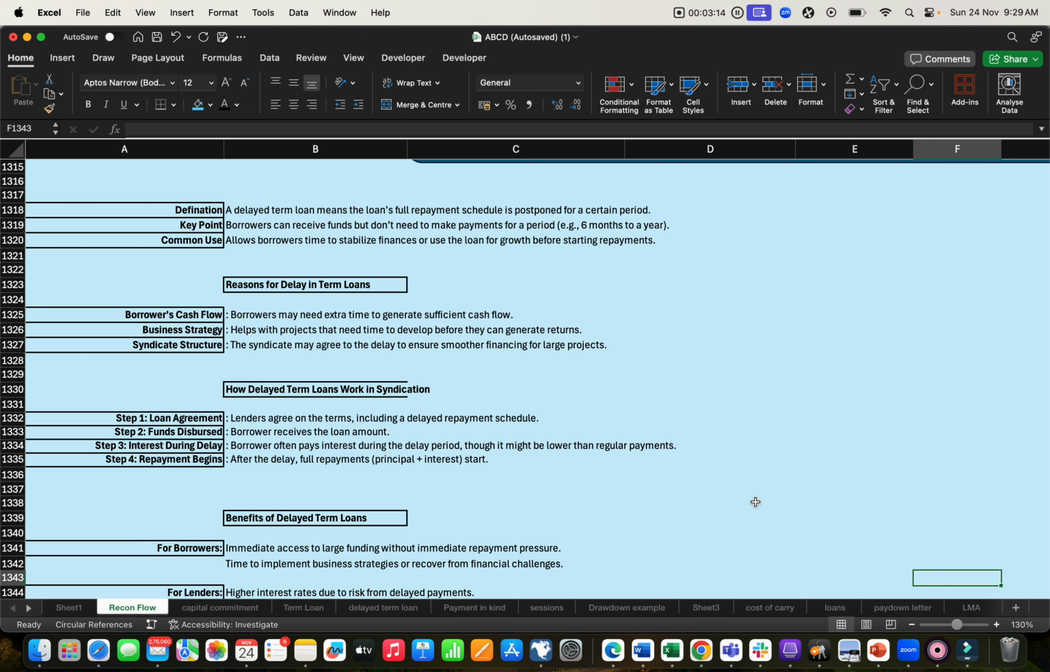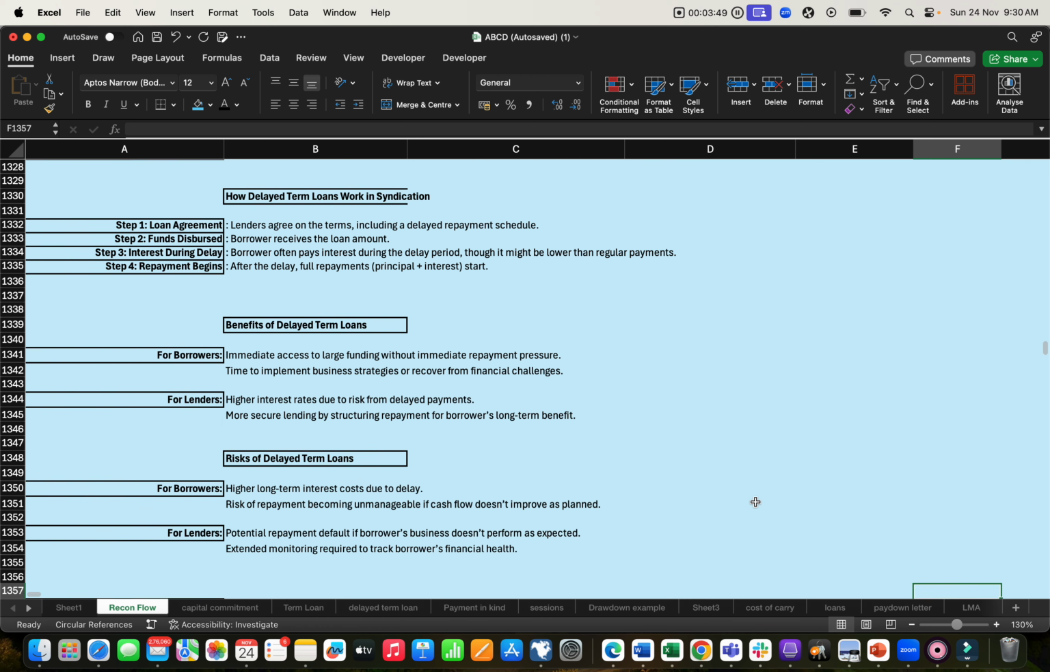Interest during delay. The borrower often pays interest during the delay period, though it might be lower than the regular payment. So if the borrower is not able to make a payment on time and requires some time, he has to pay an additional payment to the lender as part of the delay. How it gets calculated, we'll see in the example. Repayment begins after the delay, full payment, principal plus interest, will get started.